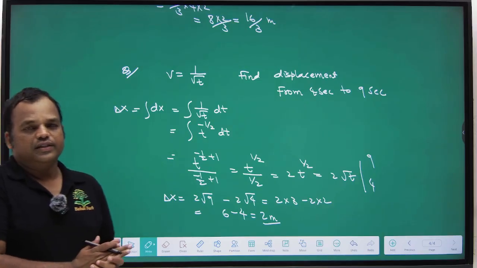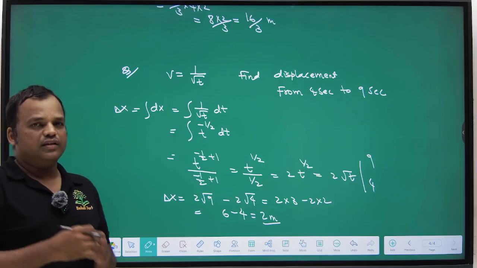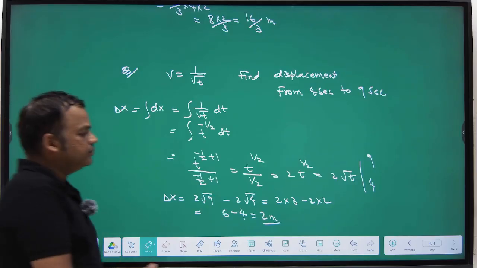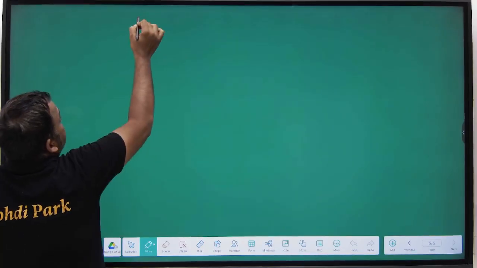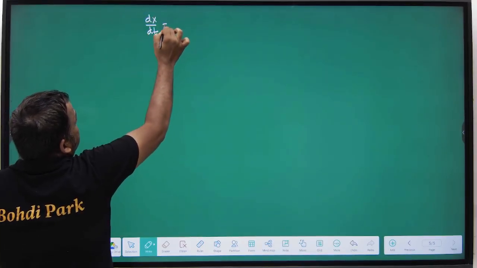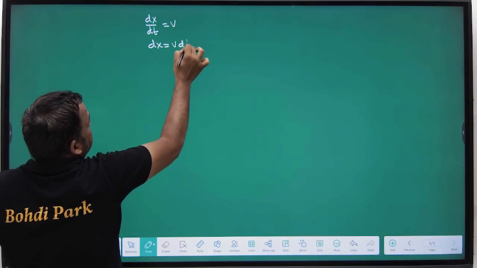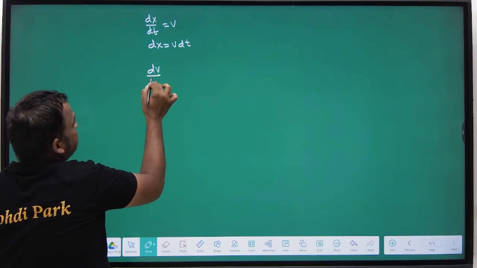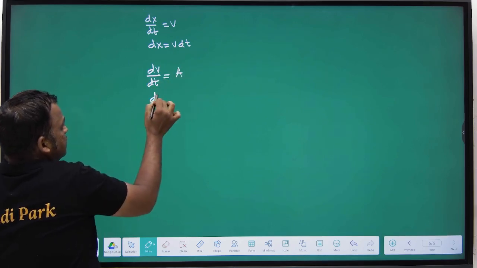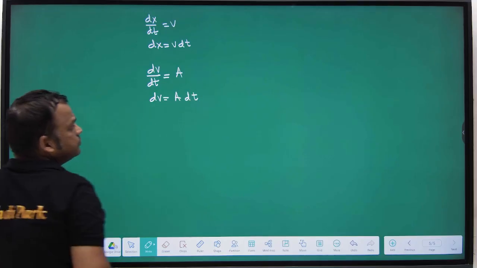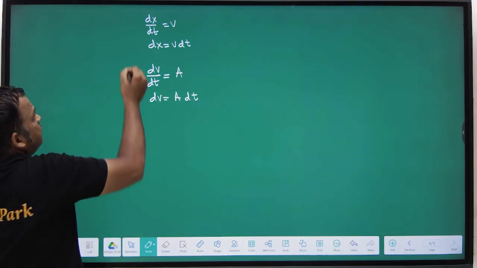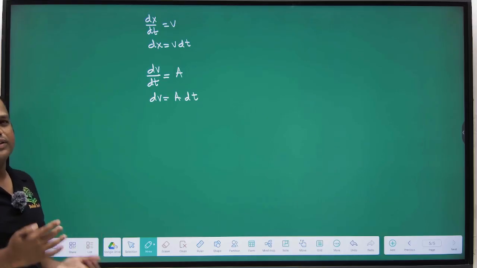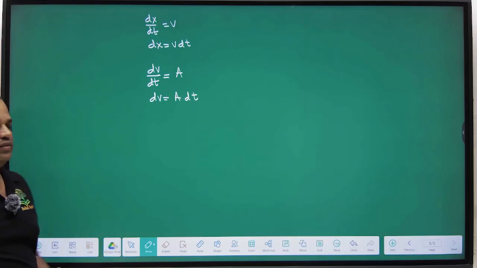So this is the integration basics. Now we will apply this in more examples of physics, that is motion along a straight line. Now we know that dx by dt is equal to v. So dx is equal to v dt. We also know that dv by dt is equal to acceleration. So dv is equal to a dt. Can we solve one question in which acceleration, velocity, and displacement, all three quantities are involved? Let's try.